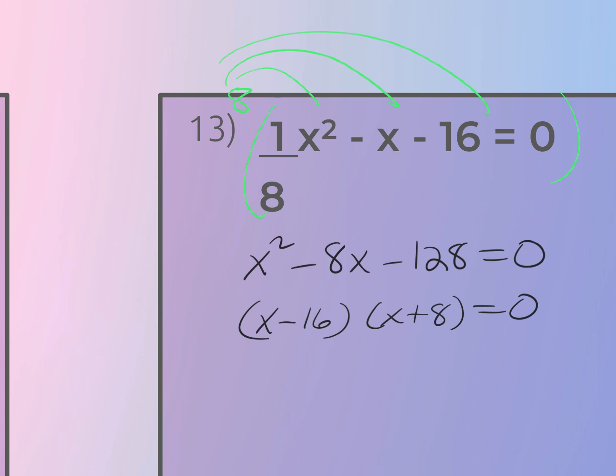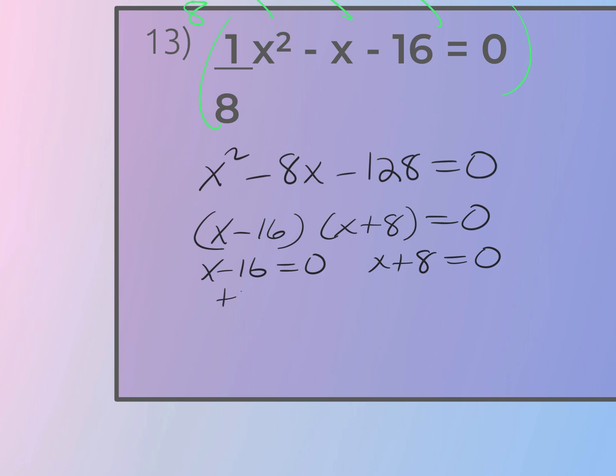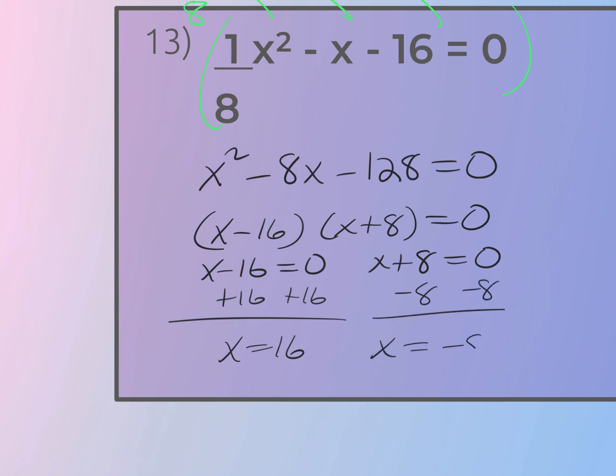If you didn't see that, then you would do your organized list. Set each factor equal to 0. Add 16. X equals positive 16. And then subtract the 8, and x equals negative 8.